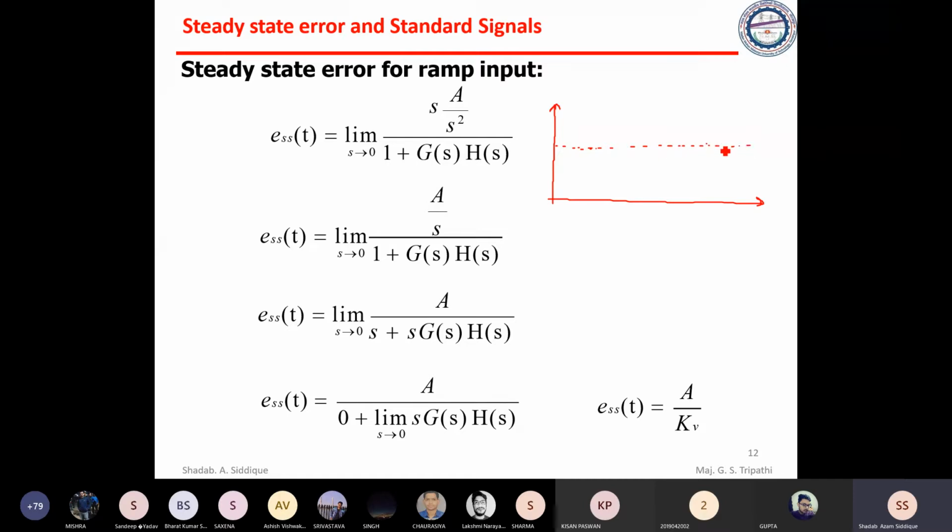That should be a line of amplitude 1, and c(t), if zeta is less than 1, will look like this. This is for 2% error, or you can say 1% error also. Now this is for zeta equal to maybe 0.8. If we take zeta equal to 0.5, then there will be more oscillation.